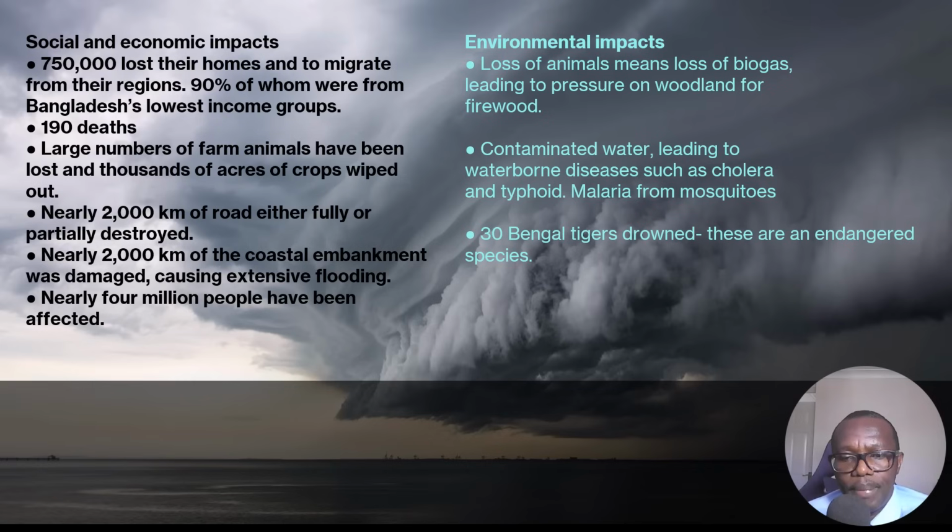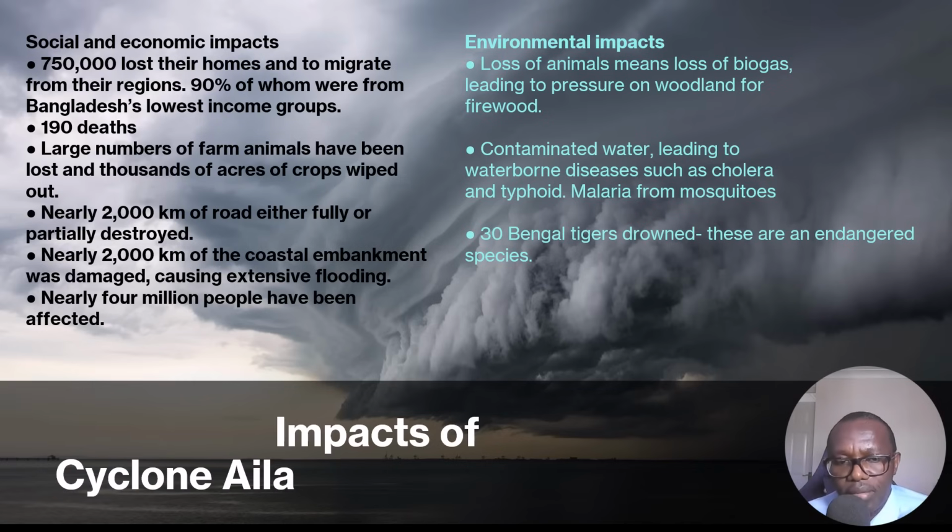So what were the impacts of Cyclone Aila? Now, we can categorize these impacts into social and economic as well as environmental impacts. Now, it's important for us to know a couple of these because they can help us answer an 8-mark question if we were to get one in the examination. So the first social impact here is that 750,000 people lost their homes and had to migrate from their homes. So they were rendered homeless, and 90% of them actually were from the poorest or lowest income groups of Bangladesh, which means they were already vulnerable and now they had lost their homes.